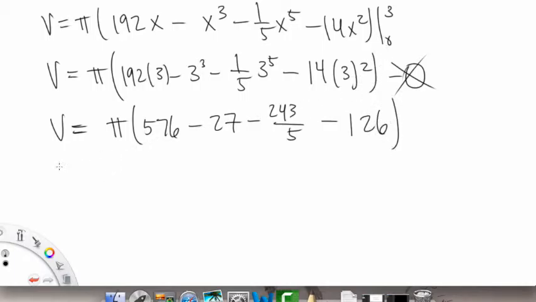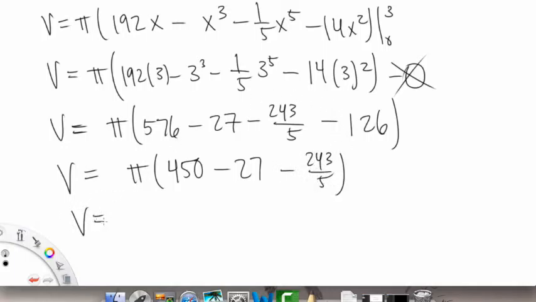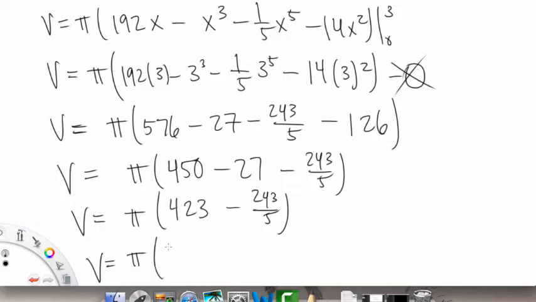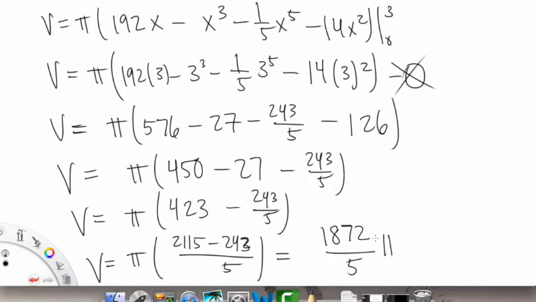Okay, so if we continue here, we're going to combine all of those. So 576 minus 126 is 450. And then we have our minus 27 minus 243 over 5. We don't have too many more lines to go. So this is pi times 423 now minus 243 over 5. Okay, so V is equal to pi times, and then 423 times 5 is 2115, and this will be minus 243 over 5. So we ultimately get 1872 over 5 times pi.